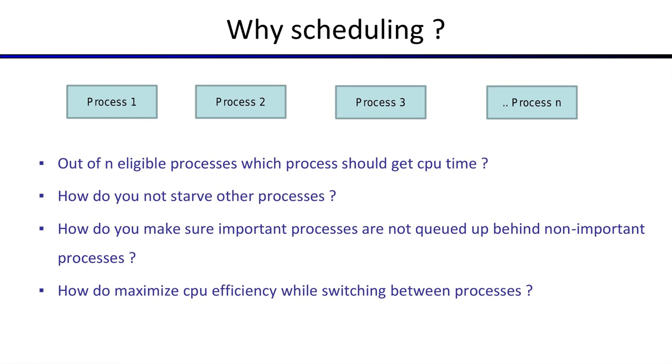Because CPU is a resource, the utilization of the resource is efficient only as long as people get that resource for a certain amount of time. If you're infinitely just going to be switching between every process, you will not get any work done. So we want to be efficient along the way as well.